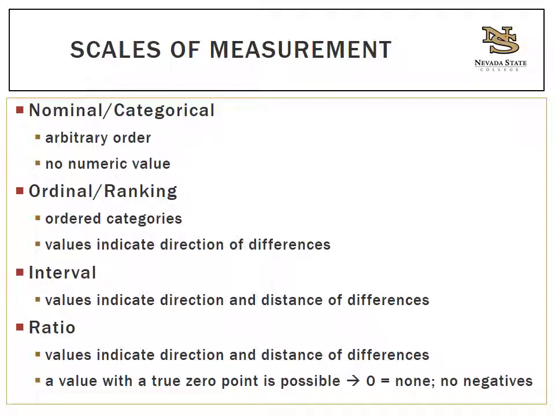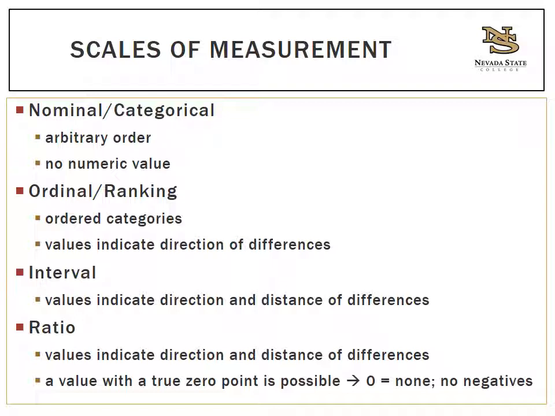Now, the next level for scales of measurement would be ordinal data or an ordinal variable. Ordinal or ranking variables represent values that can be placed into a meaningful order, and they indicate the direction of differences. So you know if one thing is greater than another thing within that variable. For example, t-shirt size, right? Small is smaller than medium, medium is smaller than large, but those values aren't inherently numeric in nature.